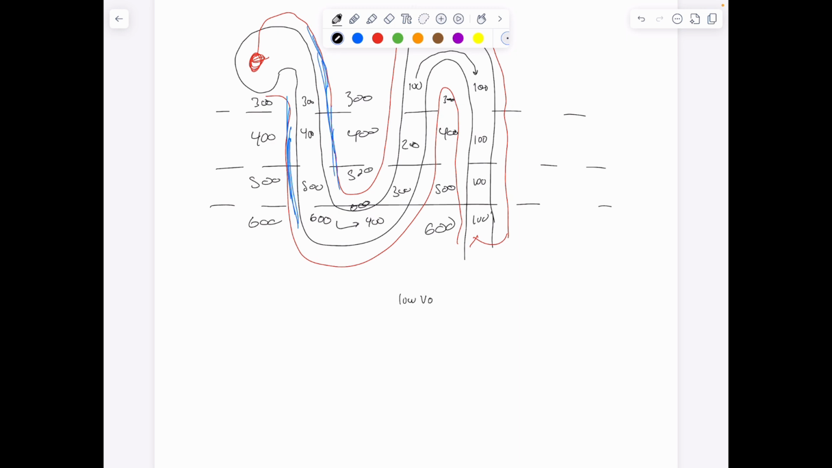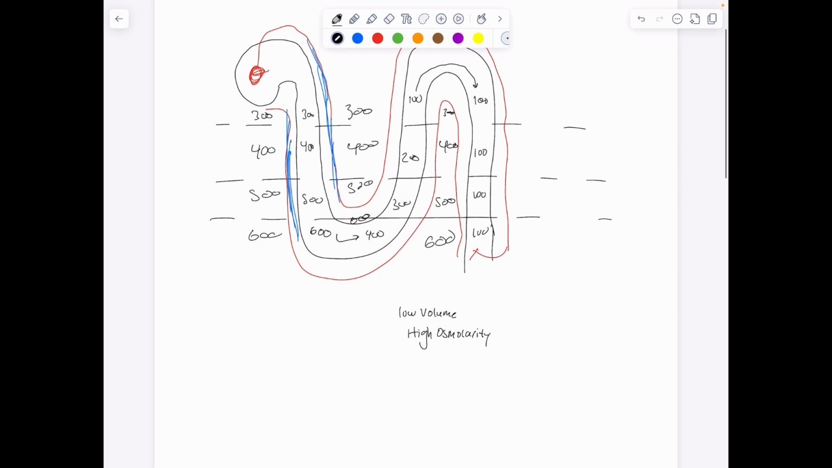And so here we have low volume, high osmolarity. Let's say, for example, that this gets changed to 300, well, then this is going to rapidly get bigger. So it's going to be 400, 500, 600. And this is what causes dehydration. And so we're going to have a high volume with low osmolarity, and that causes dehydration.